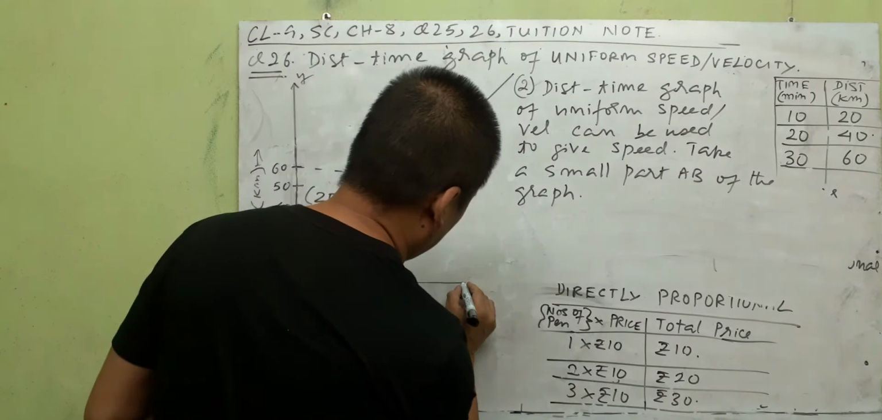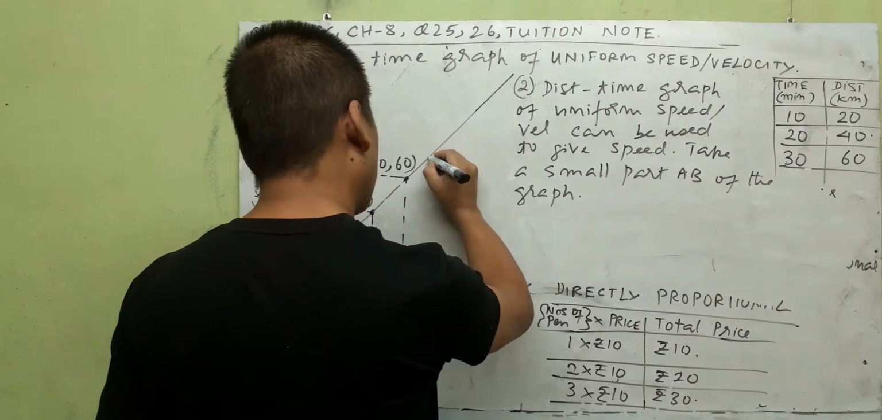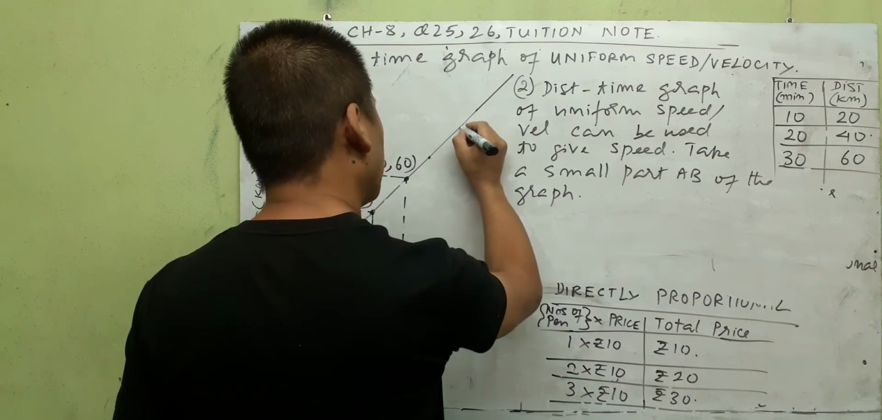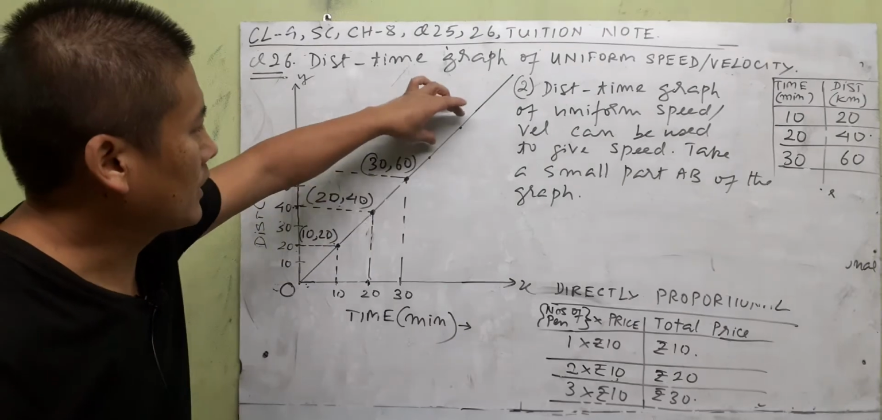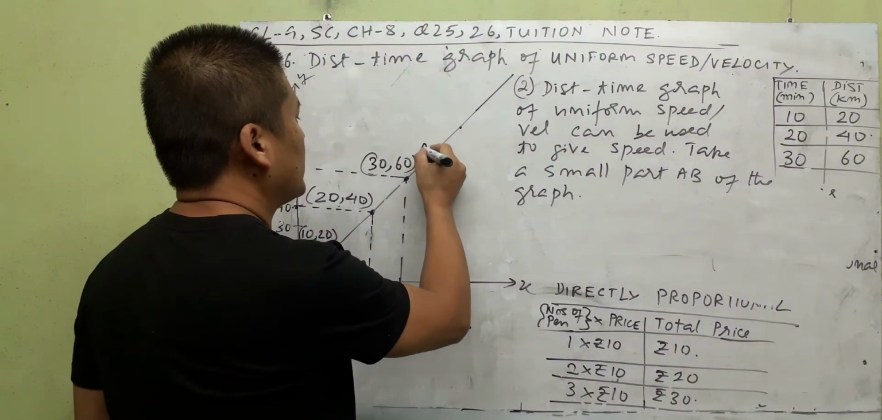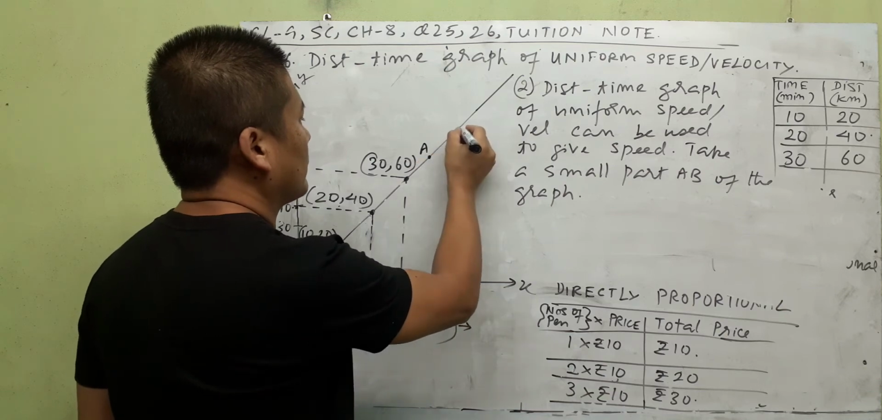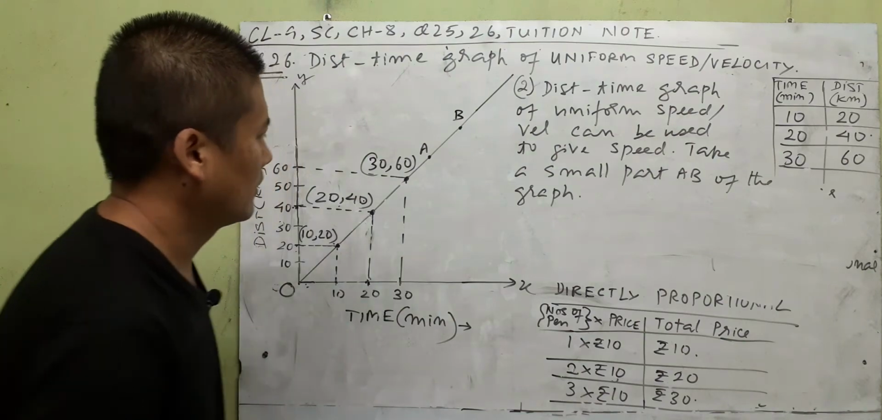Okay, so we took here a small portion of the graph, A here and B here. Anywhere on the line you can take, you can take AB here also. Just taking here to make it clear to us. So let us say an object was traveling, a car was traveling from A to B, like this.